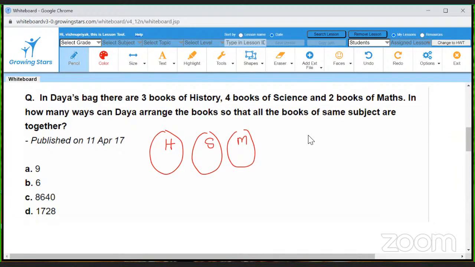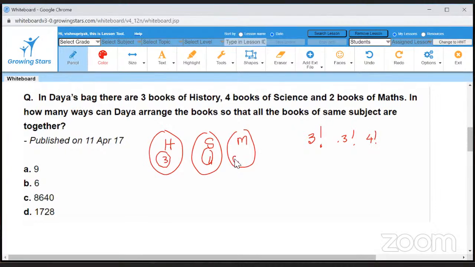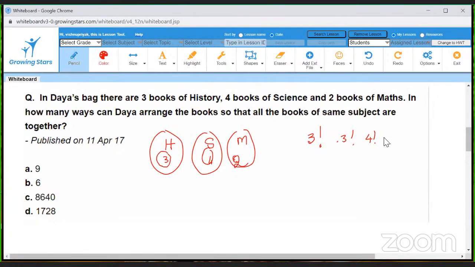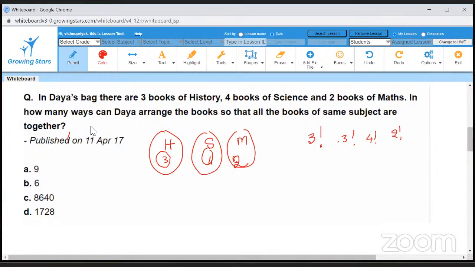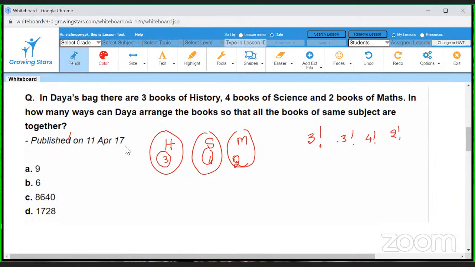So total there are 3 subjects. He can arrange them in 3 factorial ways. But within this group, the 3 history books will arrange in 3 factorial ways. 4 science books will arrange themselves in 4 factorial ways. And 2 maths books will arrange in 2 factorial ways. Which is not there in the options. That means you have to simplify this.